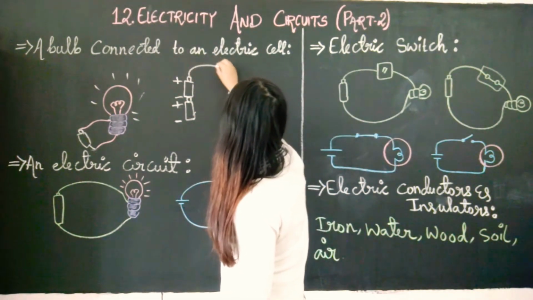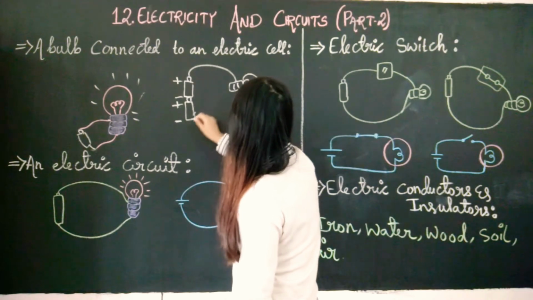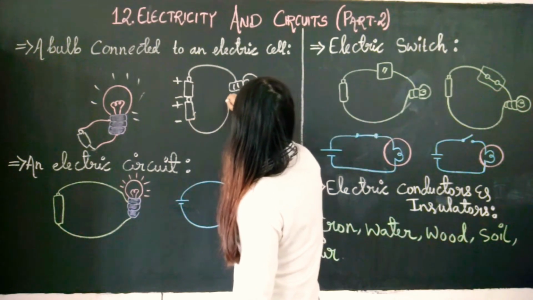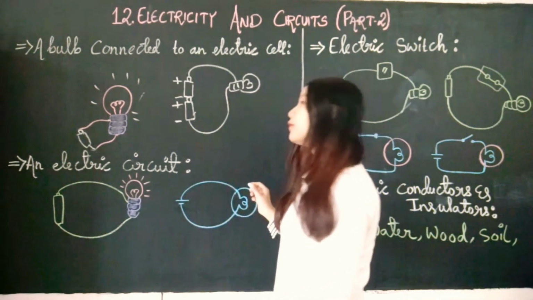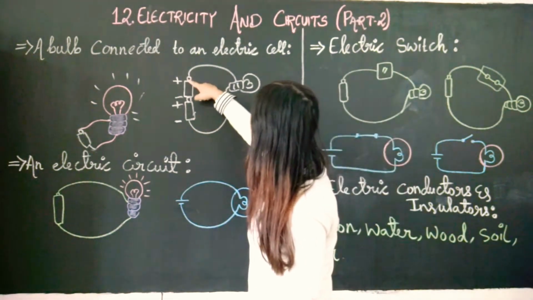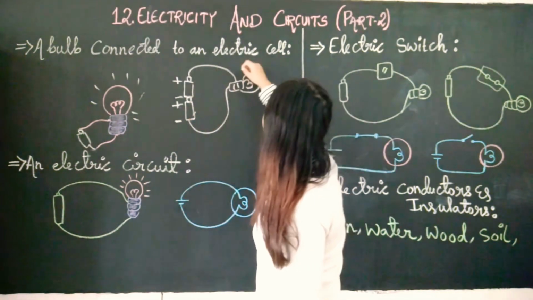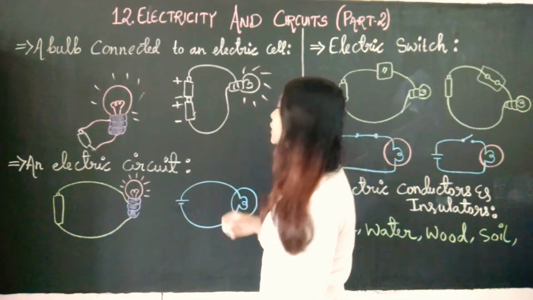Now this positive side will be connected to a bulb, and this negative side is connected to another terminal of the bulb. If the setting is like that, positive, negative, positive, negative, in such a way, then our bulb will glow.